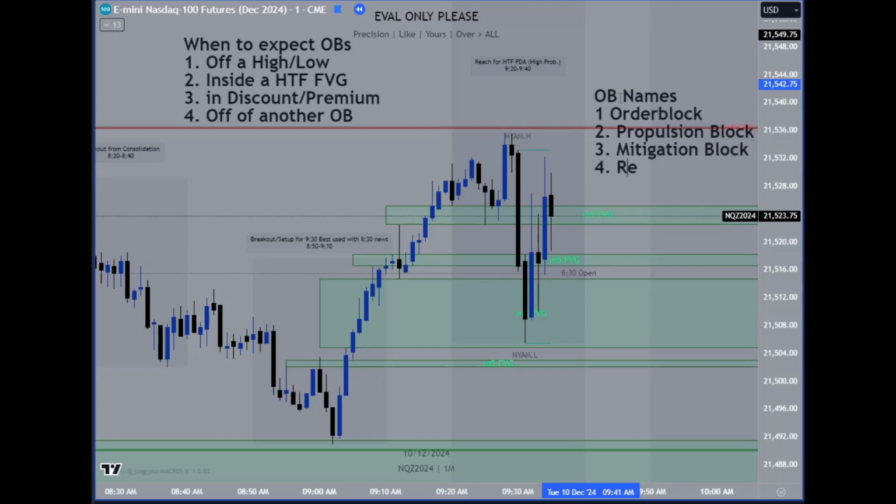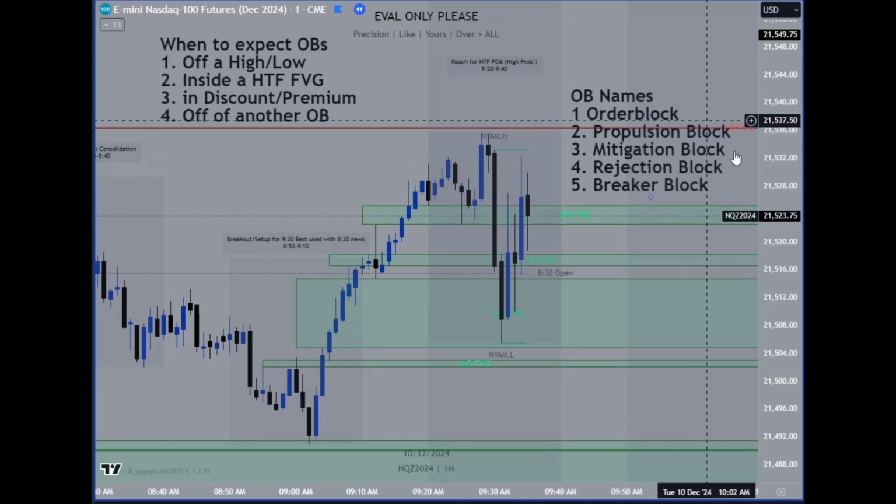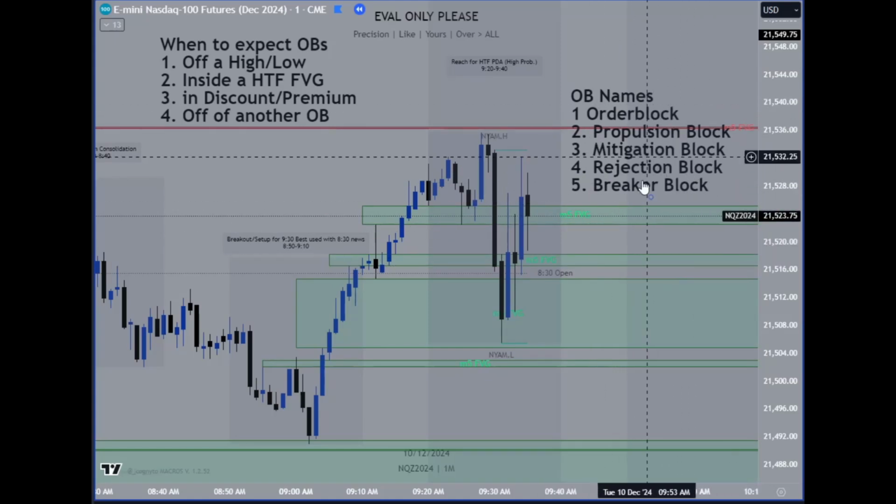There's a rejection block, and a breaker block. So these are the 5 blocks. These are the only 5 blocks, actually. If you hear anyone say anything else other than these 5, they're simply wrong. There is no other block. There's only these 5. But you do not need to know this for right now.